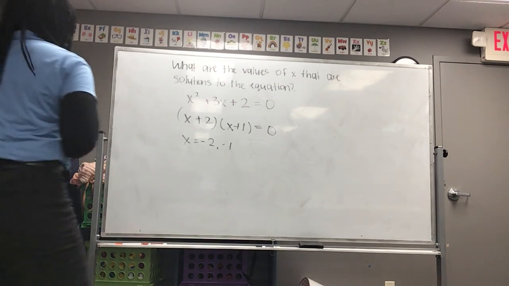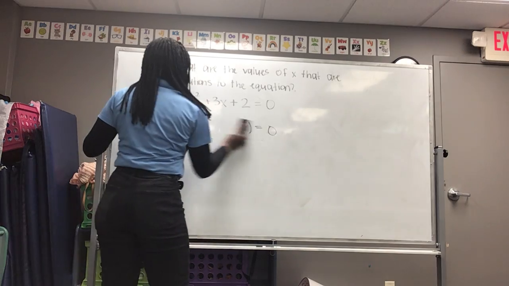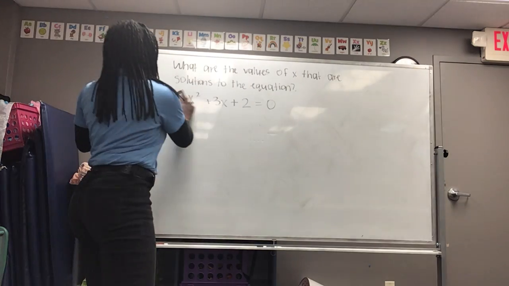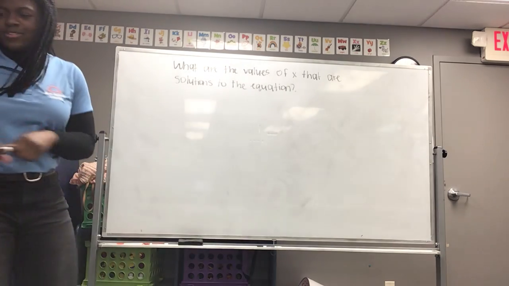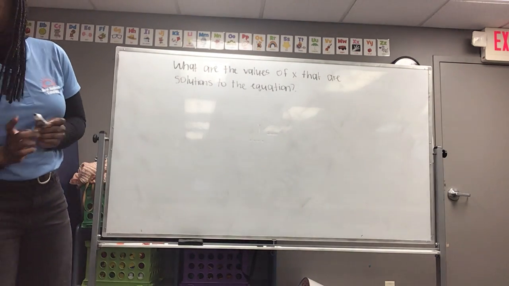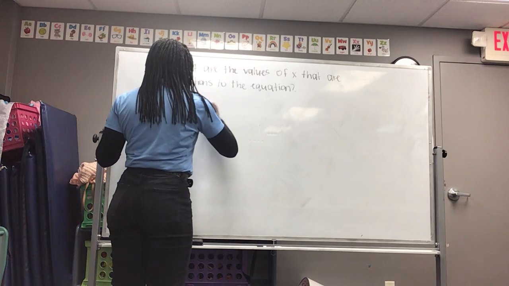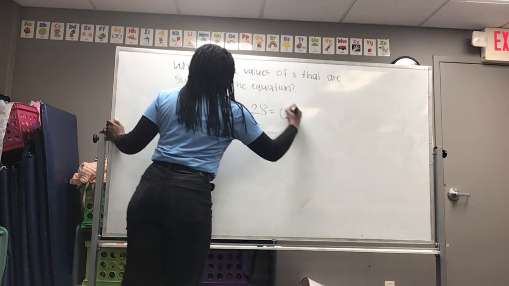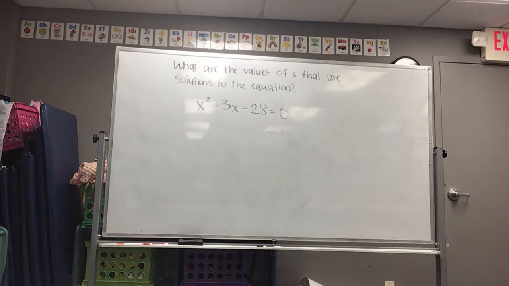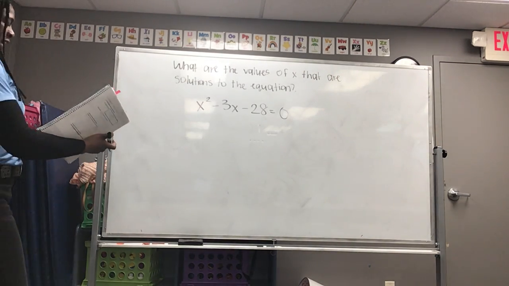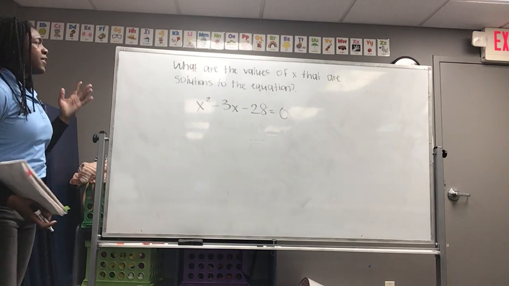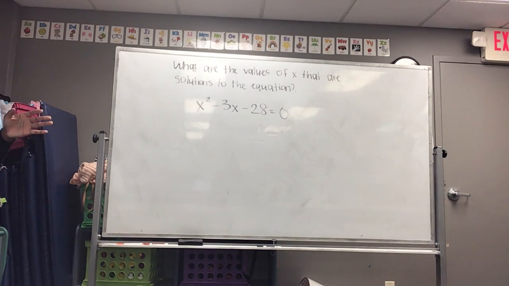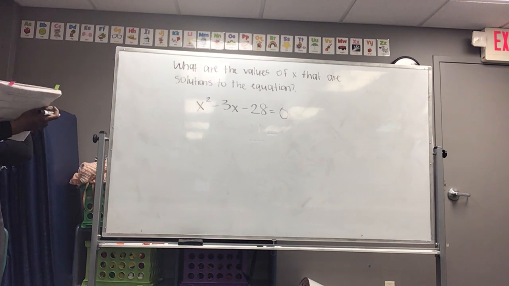Okay. We're going to do another free response one. Same question, except I'll change the equation. So it's x squared minus 3x minus 28 is equal to 0. And the question is, what are the values of x that are solutions to the equation? So there should be two answers.